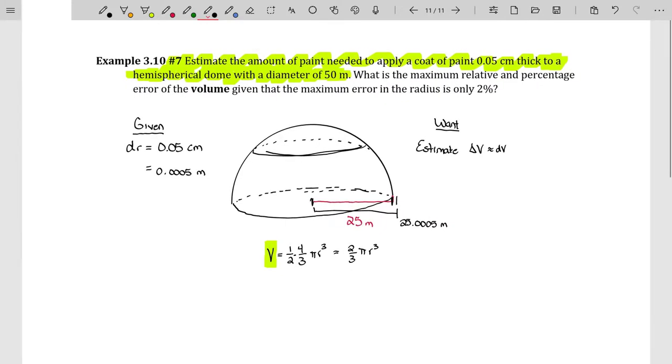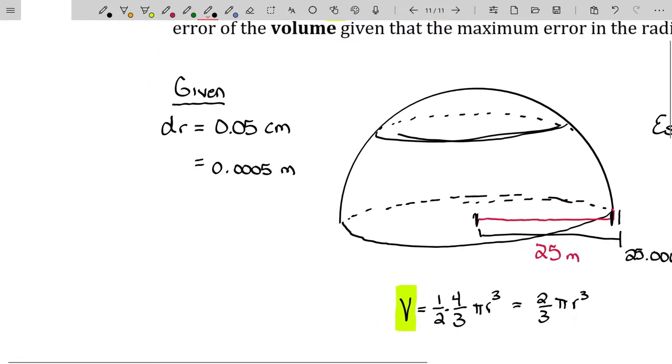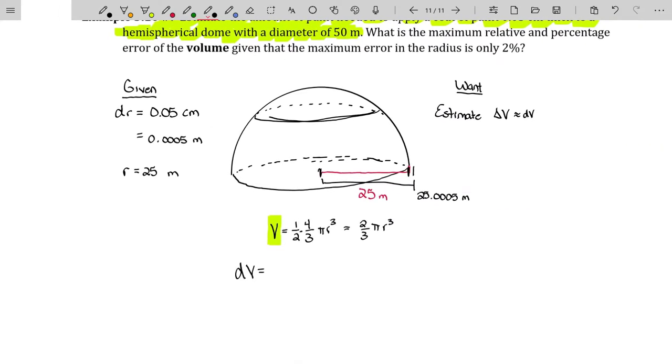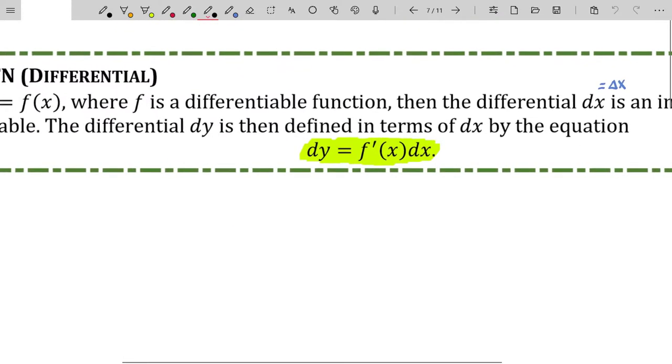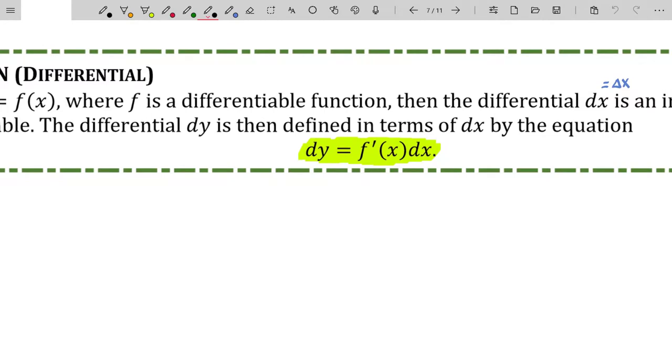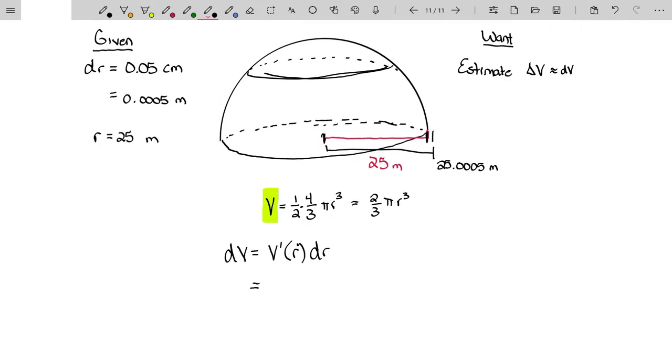So we're given dr. We want to estimate dV. We were also given that the radius is equal to 25 meters. So dV is V prime of r dr. That's the definition for a differential, except instead of y's and x's, we have V's and r's. Finding V prime is just a matter of taking a derivative. Looking at this formula, that's going to be 2 pi r squared, times dr.